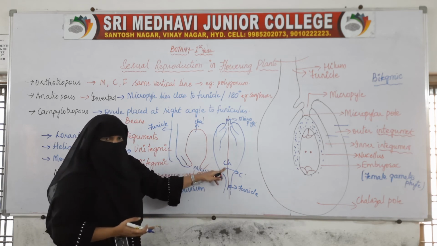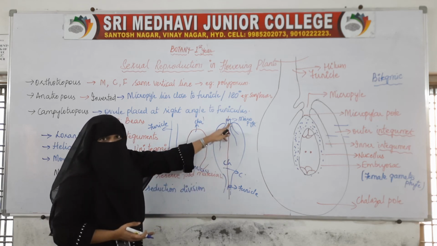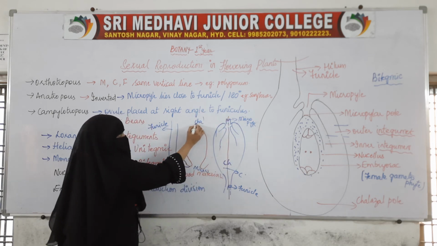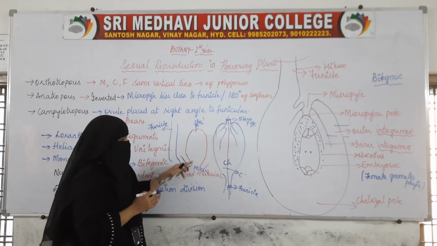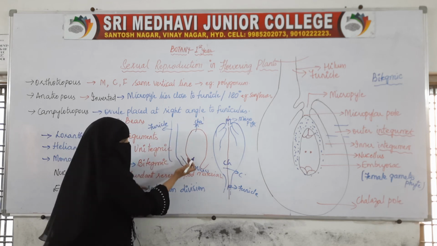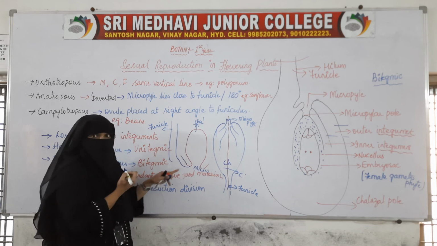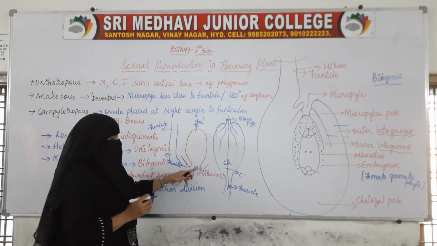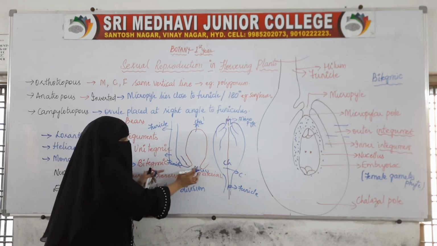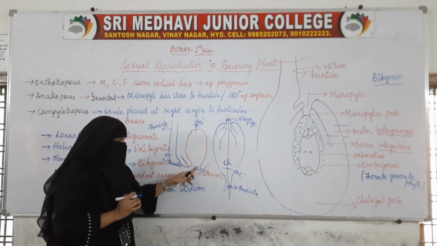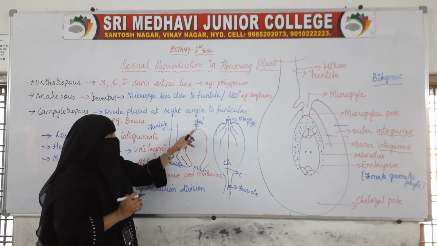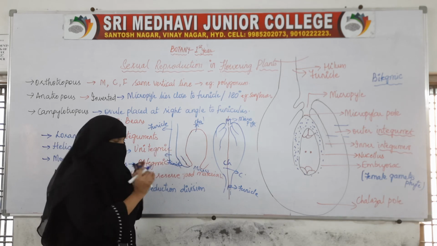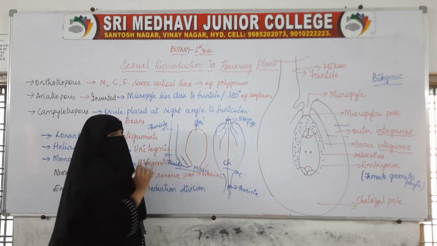Here chalaza is at the base: funicle, chalaza and micropyle. Here you just invert this. So chalaza will be at the top, and this is the micropyle. And just at 180 degrees of micropyle, we find this funicle. At 180 degrees, this micropyle and funicle are near. Micropyle and funicle are close to each other and this is the chalaza end.